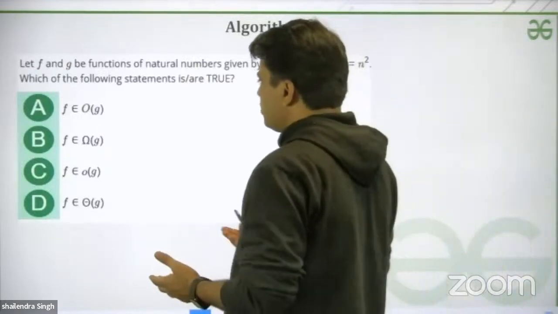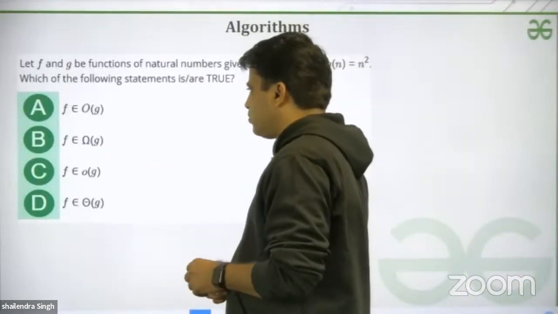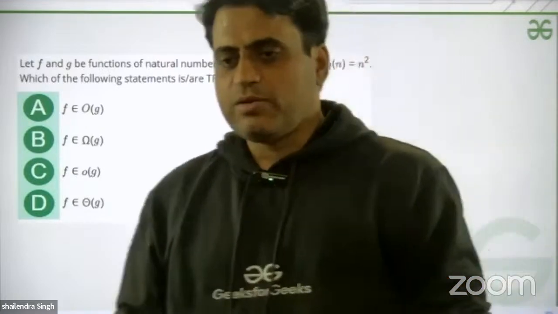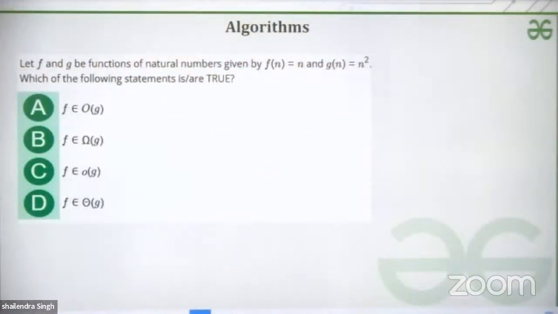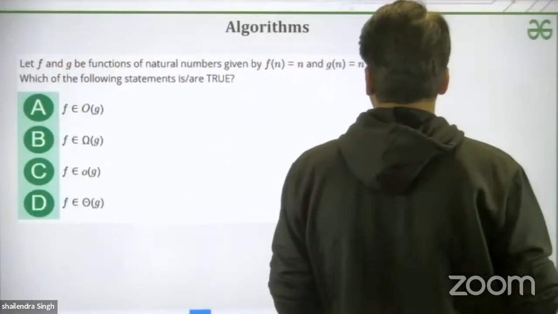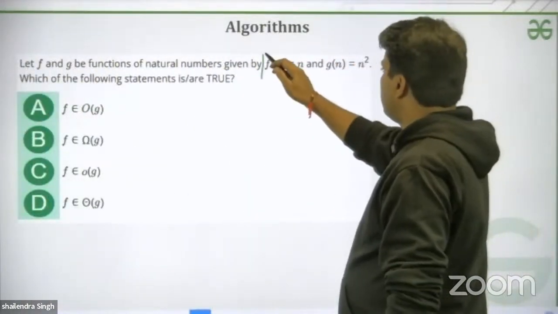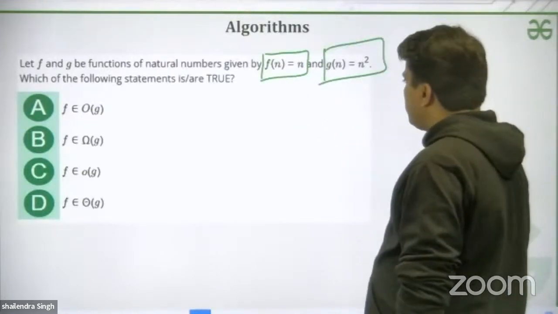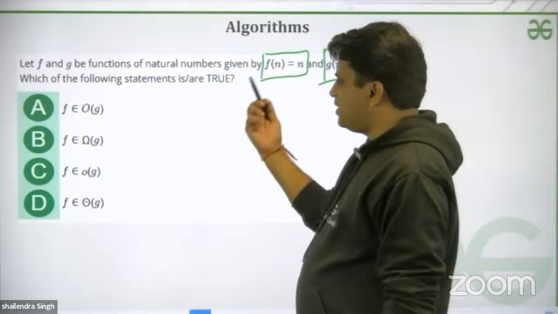This is also a very simple question. GATE 2023 का question है. So it's a very simple question. Online candidates, please reply with your answer. Madhurima and Abhay, what is your answer? Let f and g be functions of natural numbers given. It's a very simple question. g(n) equals n square. Which of the following statements is true?